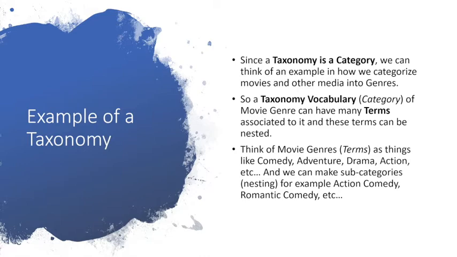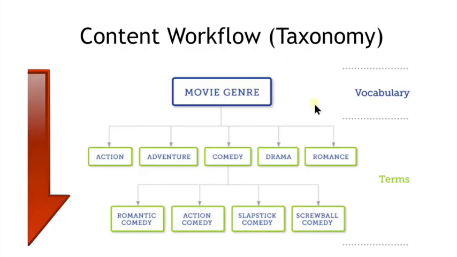Here's a little workflow diagram that shows you taxonomy and its terms. So here's the movie genre vocabulary, and here you have your terms, which would categorize your movie, and then you could subcategorize or nest your different terms, like for comedy, romantic comedy, action comedy, etc.